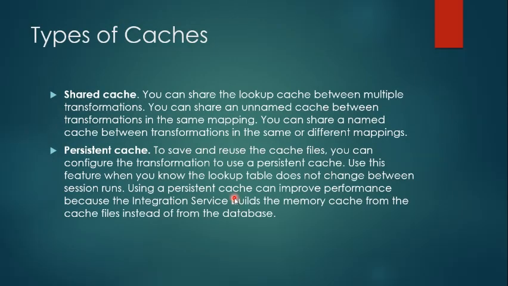So, types of cache: how many types of cache are there? I already showed you the persistent cache. Here there are two types of cache: one is shared cache, another one is persistent cache. What is the meaning of that?